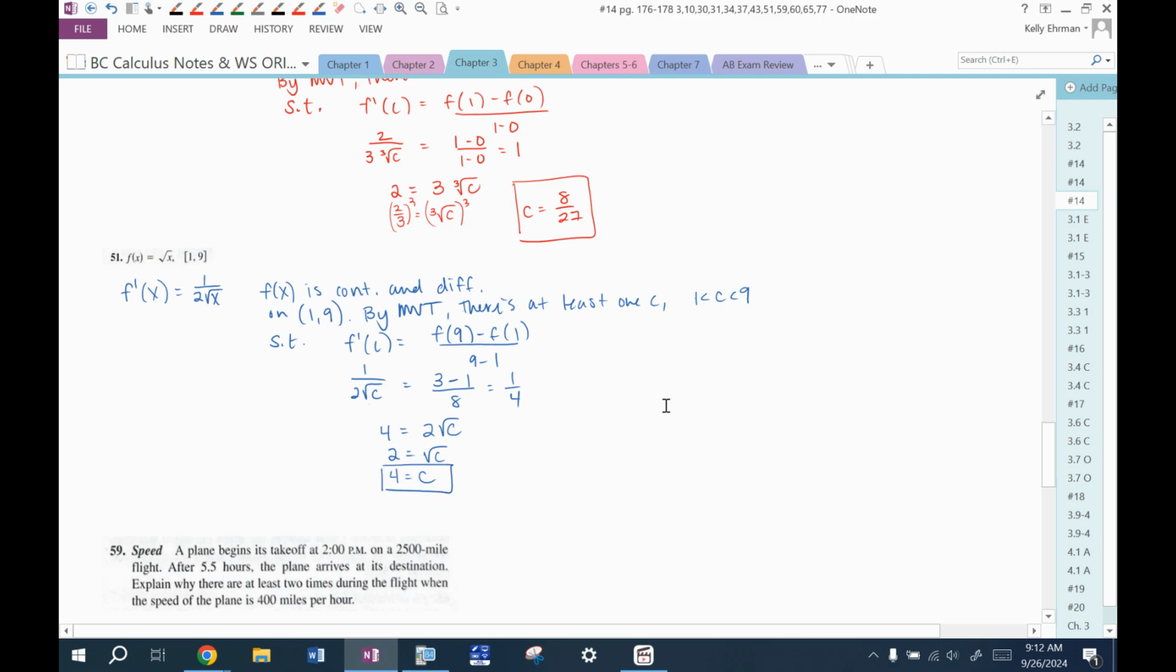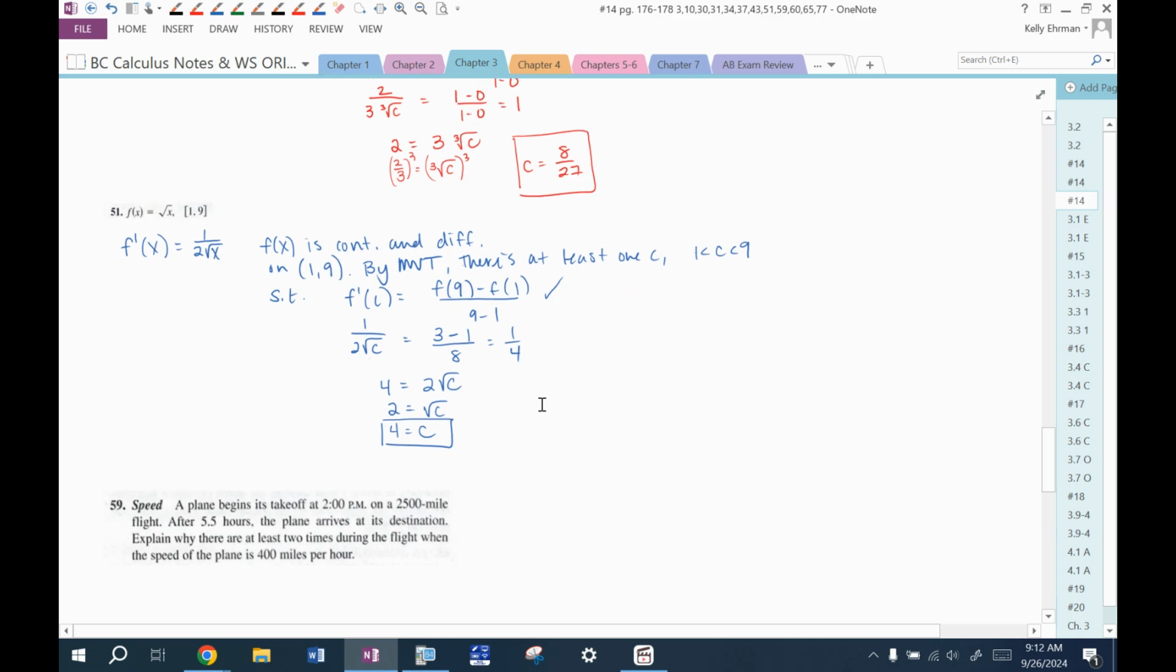In calculus, it's often the algebra stuff that messes you up. It's not necessarily the calculus, even though this is annoying to write out. The calculus stopped right here. The rest of this was algebra, or algebra 2, I guess.